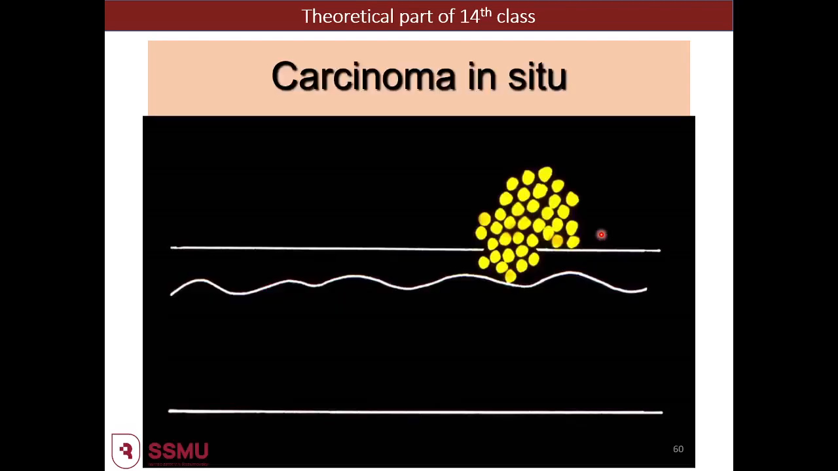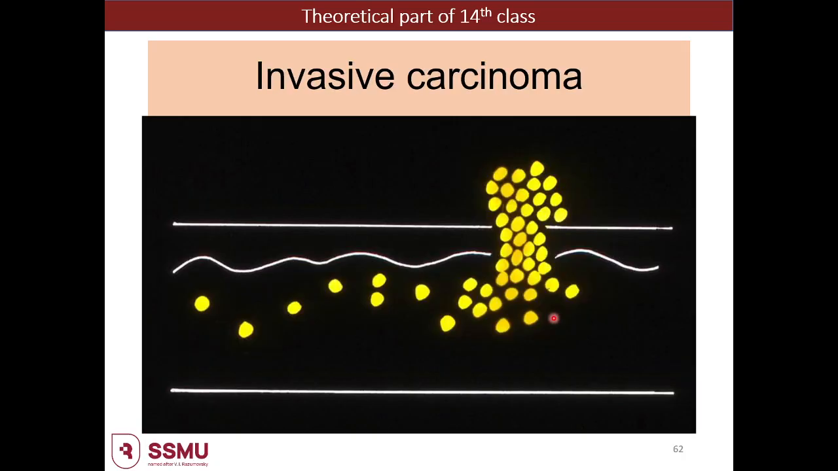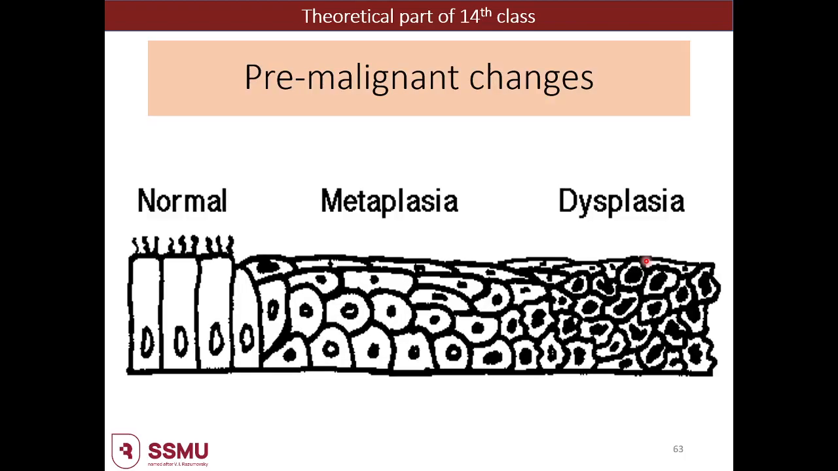Carcinoma in situ is characterized by changes only in the mucous membrane without invasion under the basal membrane of it. Invasive carcinoma is characterized by invasion under the basal membrane, like in this card, and invasive carcinoma may be disseminated under the basal layer, and it leads to overgrowing of a tumor. Premalignant changes are associated with metaplasia and dysplasia, and I hope you remember it from the topics about tumor.